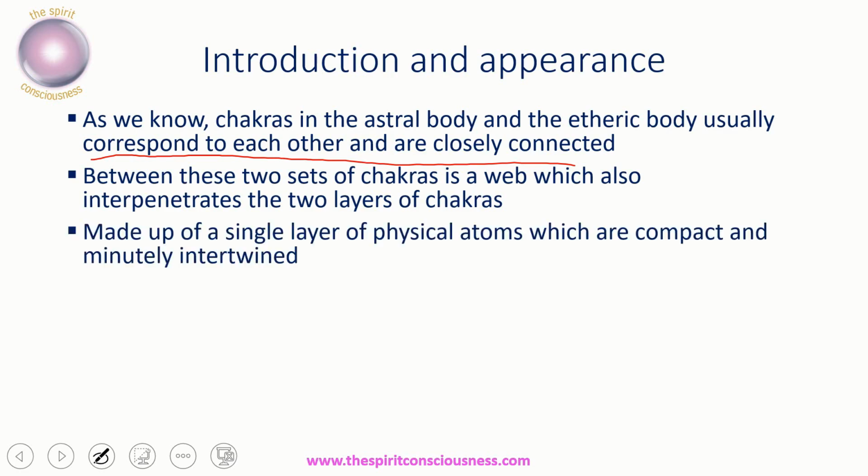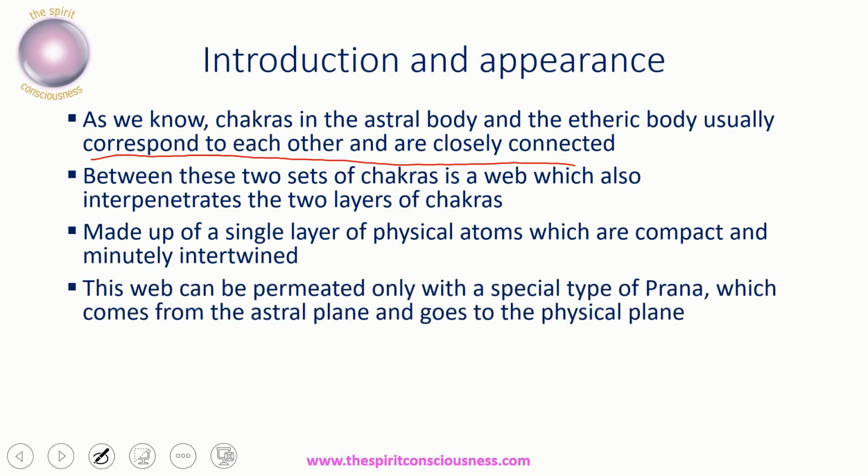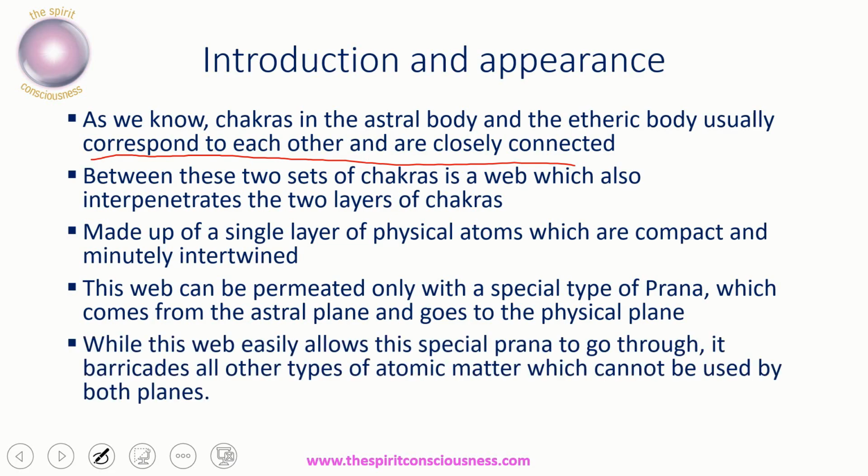It is made up of a single layer of physical atoms which are compact and minutely intertwined. This web can be permeated only with a special type of prana which comes from the astral plane and goes to the physical plane. While this web easily allows this special prana to go through, it barricades all other types of atomic matter which cannot be used by both the planes.